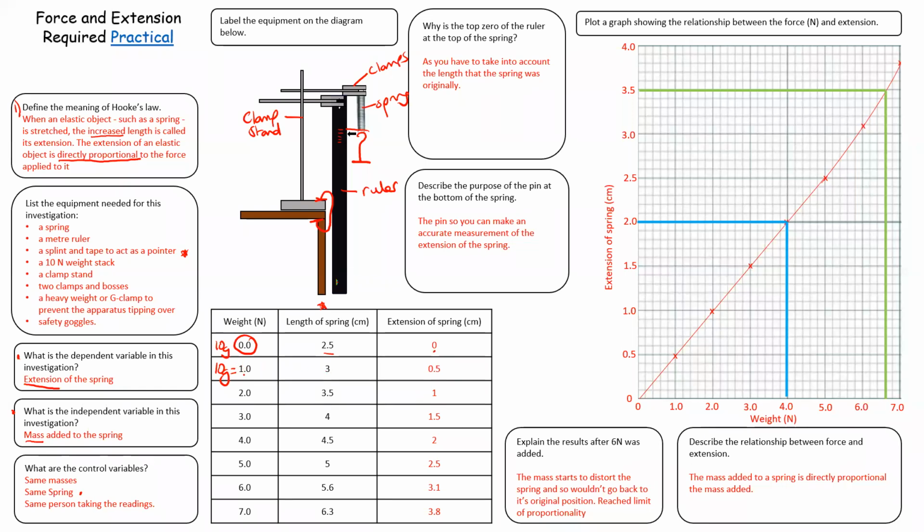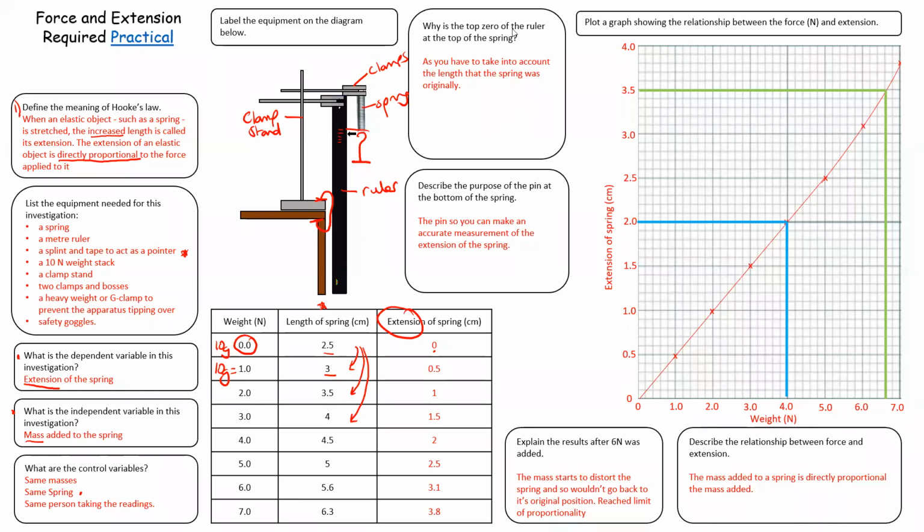Then when you add a mass, you measure the length again. This time it's extended to 3 centimeters. So it's always the difference between the 0 reading and the length that it ends up as. You must always subtract 2.5 to get your extension. Silly mistake. Lots of students have done it. So please be aware of that.